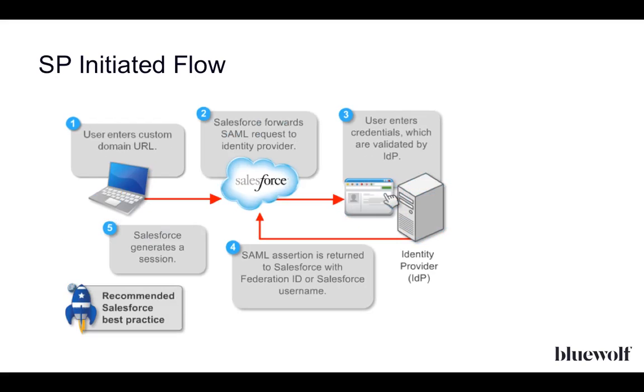The second flow is the service provider initiated flow. In this flow, the user tries to access the service provider directly without logging in to the identity provider first. An example of this is when a user tries to access an email or a bookmark or a deep link. And when the service provider finds that the user's identity has not been established yet, it routes the user to the identity provider.